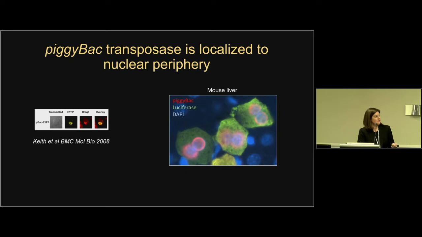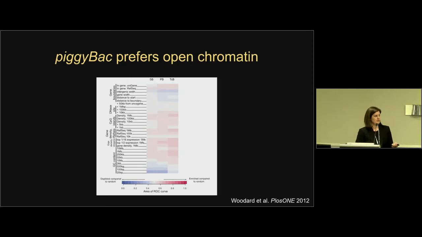So this is actually mouse liver, and you can see where piggyBac is. It's in pink, and it's on the nuclear periphery, right? And so what's in the nuclear periphery? That's where the open chromatin is. And we also see that reflected in genomic DNA analysis of all the integration sites.